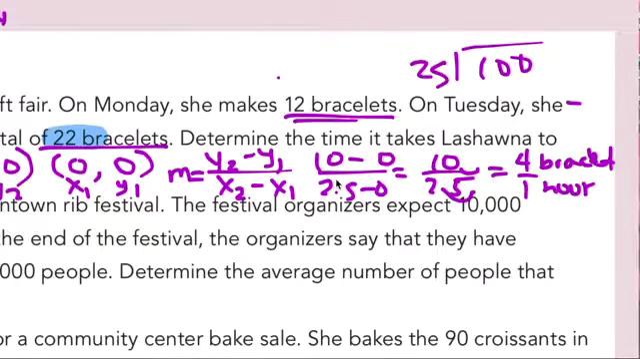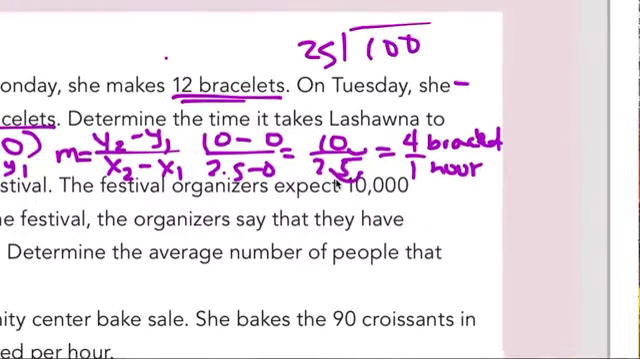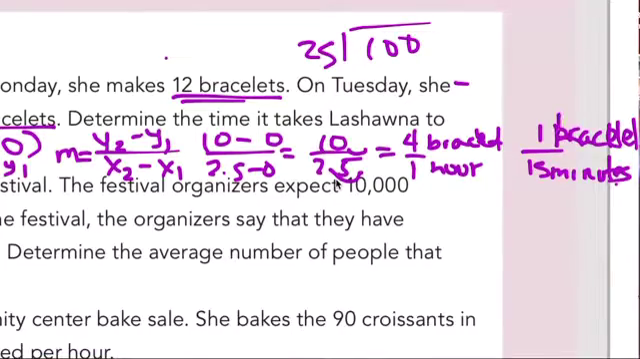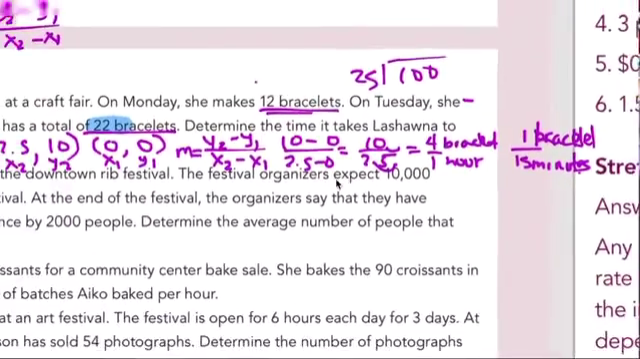How long does it take for one bracelet? Well, there are 60 minutes in an hour, so for one bracelet, it takes you 15 minutes. One bracelet for every 15 minutes, right?